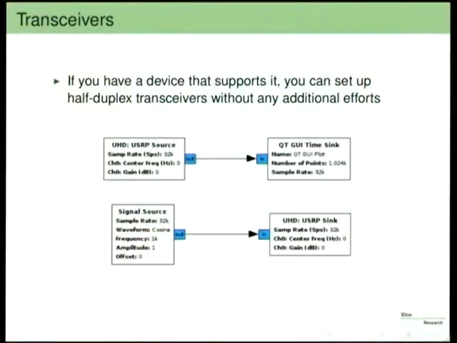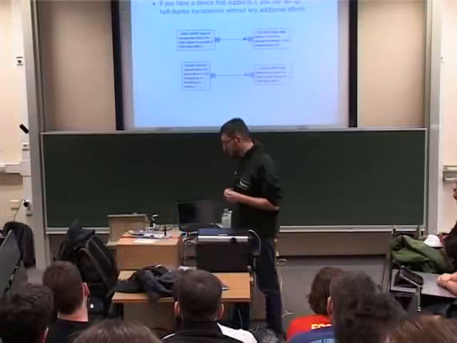So first of all, transceivers, is that a problem? Not at all. This would be a valid GNU Radio flow graph. We have a source and a sink. They may even be the same device. We can do half duplex with the same antenna. This is what happens here.